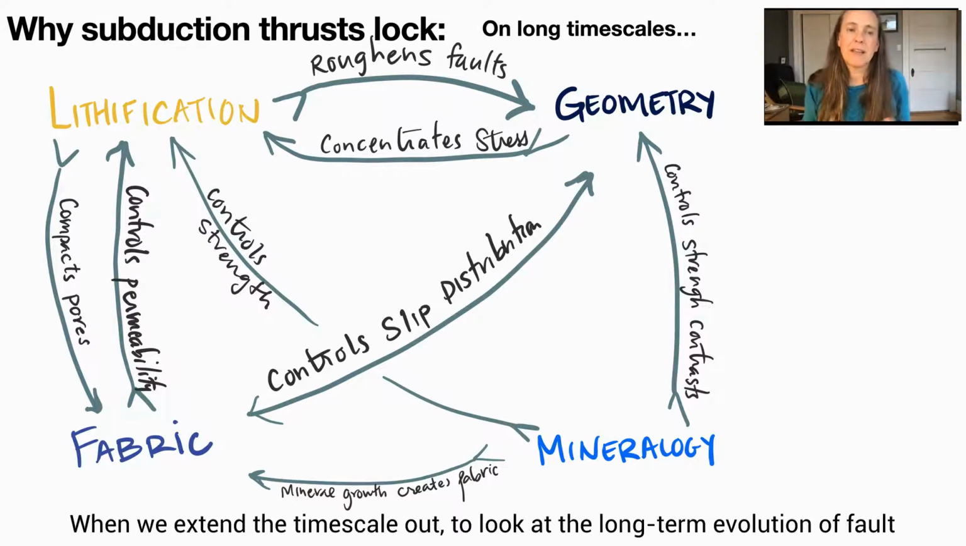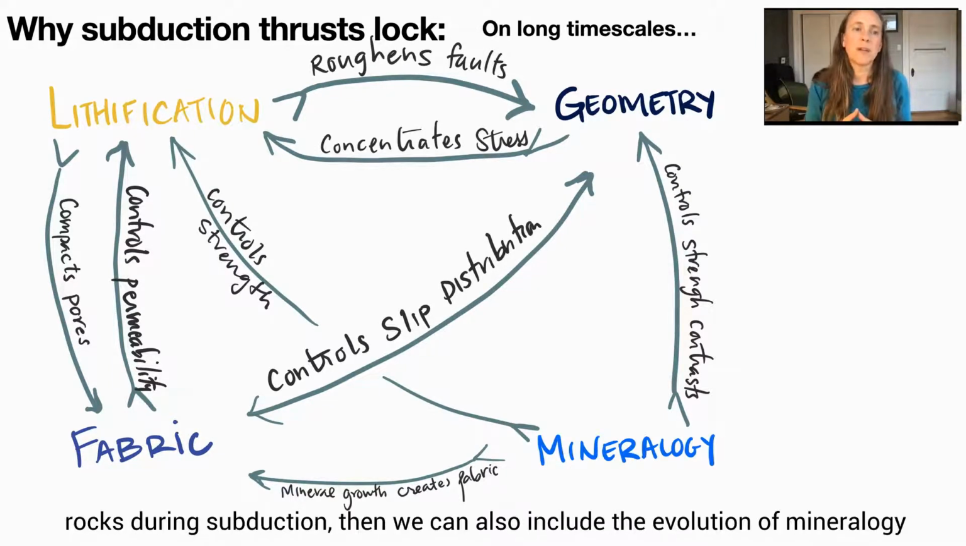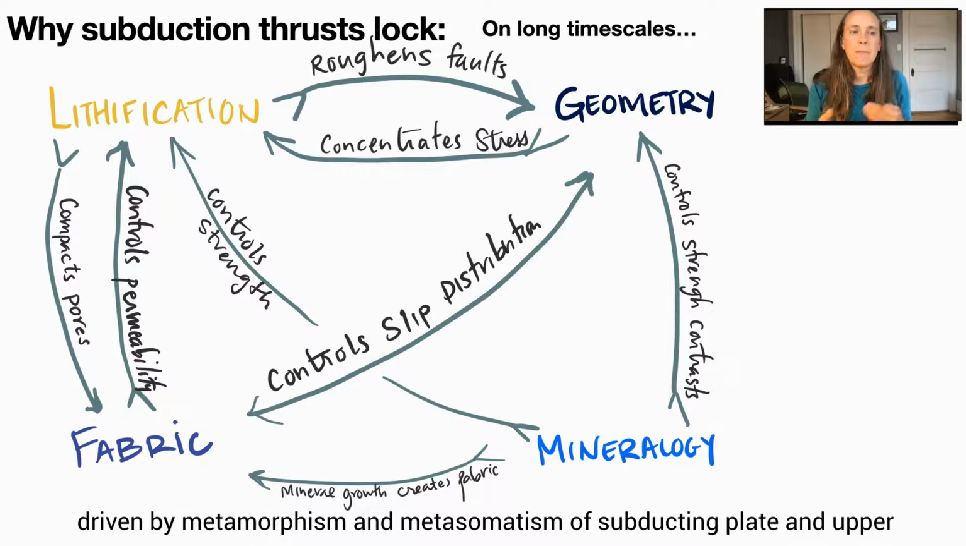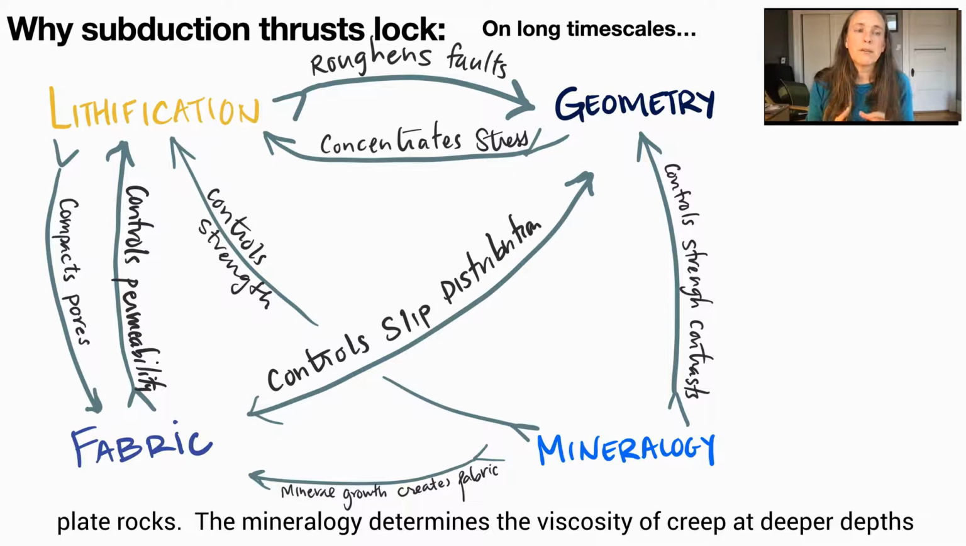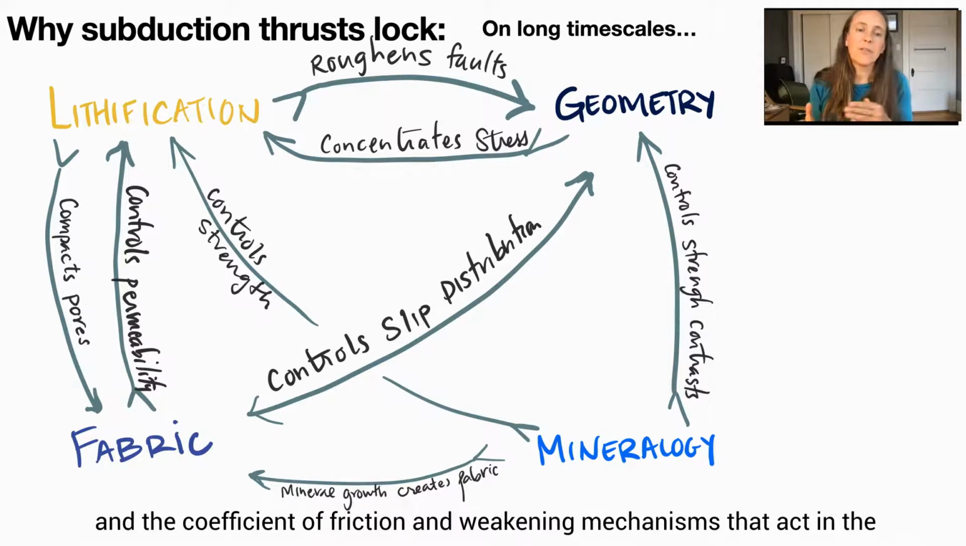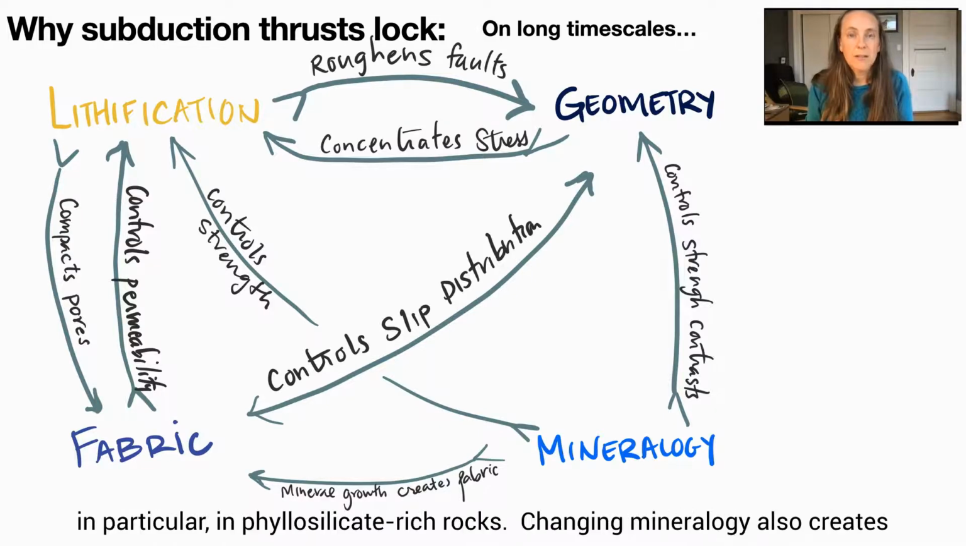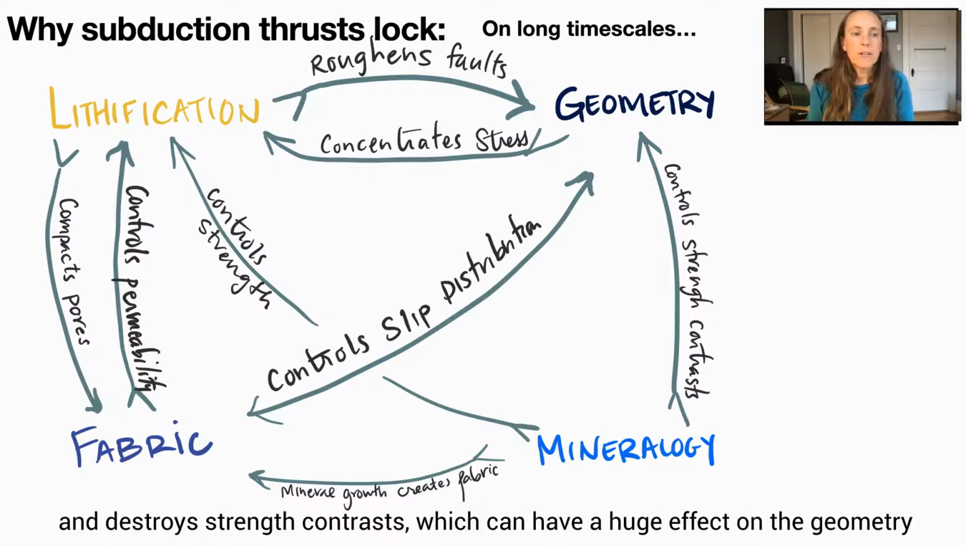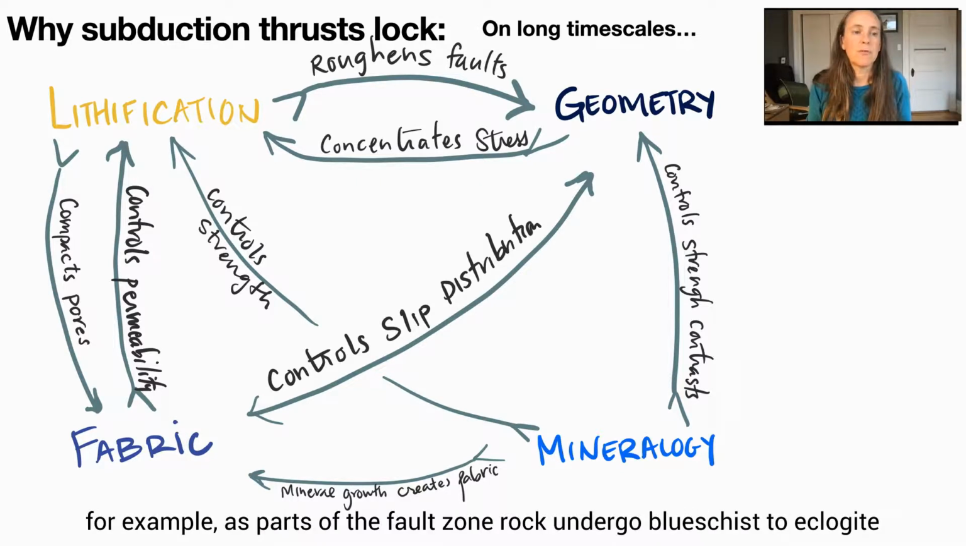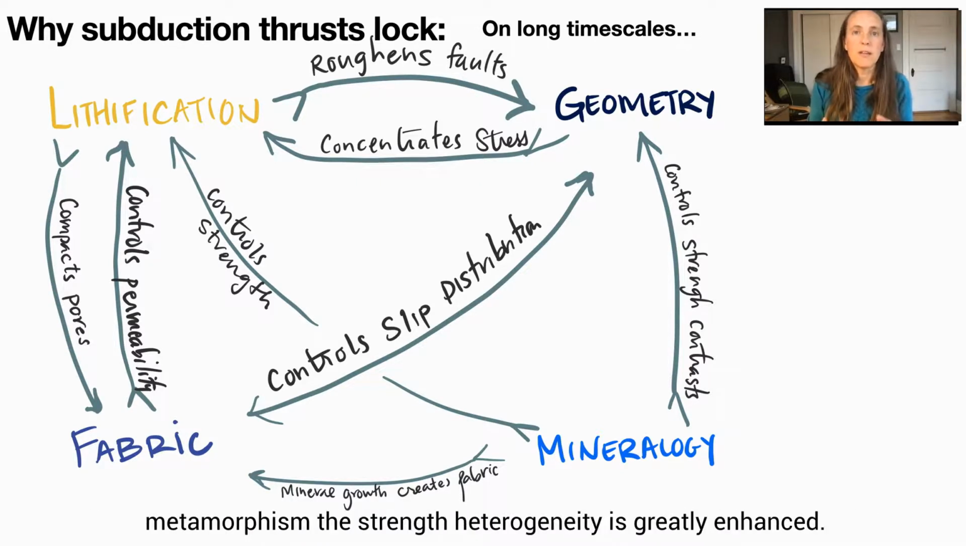When we extend the timescale out to look at the long-term evolution of fault rocks during subduction, we can then also include the evolution of the mineralogy that's driven by metamorphism and metasomatism of the subducting plate and of some upper plate rocks. The mineralogy determines the viscosity of creep at the deeper depths and the coefficients of friction and the weakening mechanisms that act in the shallower parts of the fault. Mineral mixtures control fabric evolution, in particular in phyllosilicate rocks. Changing mineralogy also creates and destroys strength contrasts, which can have a huge effect on the geometry of the deforming zone. For example, as parts of the fault zone rock undergo blueschist to eclogite metamorphism, the strength heterogeneity is greatly enhanced.